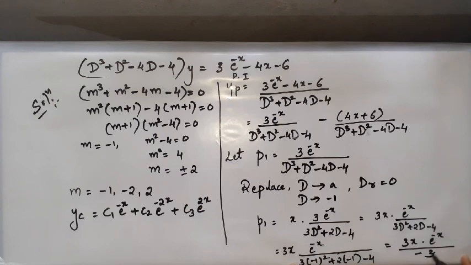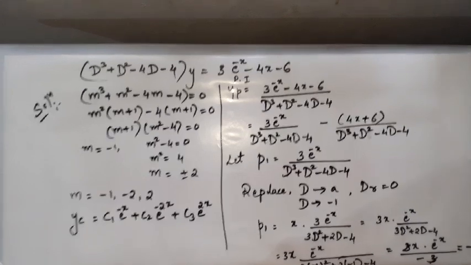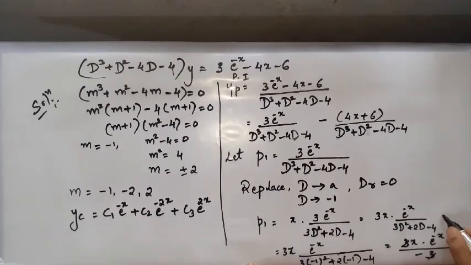Now this 3 over here and this 3 over here get cancelled. You can take that x to the numerator. So you can have the value for P1 as, I'll write it over here, your P1 is minus x into e to power minus x. So this is the value for P1.